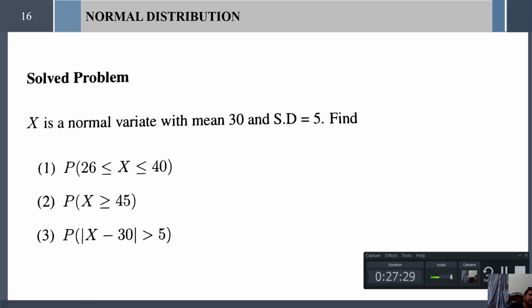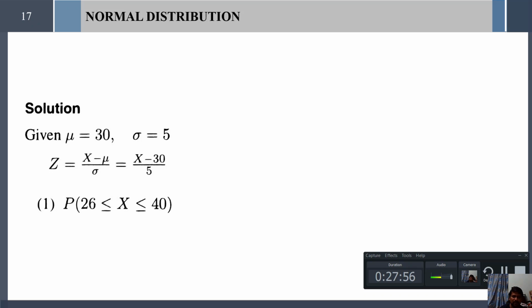See, second problem. If x is a normal variate with mean 30 and standard deviation 5, we are asked to find out the probability of x lies between 26 and 40. That can be easily solved, and the probability of x greater than or equal to 45 and modulus of x minus 30 greater than 5. That's all. If it is modulus value, it means x minus 30 lies between minus 5 and plus 5, and to eliminate that minus 30, just add 30 to every term, then we can solve this problem easily.